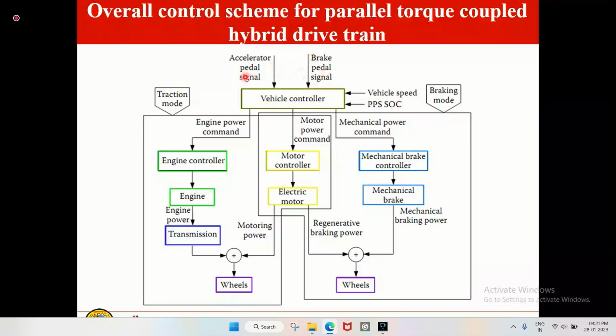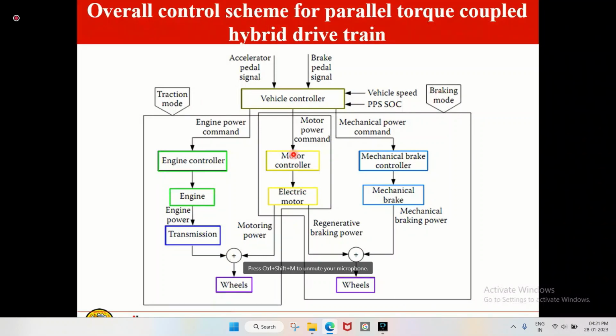And then we can think of two modes, traction mode and braking mode. But then the common here is the motor operation, because the electric motor is going to contribute to traction mode as well as to braking mode. So when we think of traction mode, of course, we'll rely on the engine. So here we have this engine power command through the engine controller. It would go to the engine. The engine will run and deliver the power. This power would be delivered to the transmission. And then here we will take the power from the electric motor as well. And here the summation of power will occur and it will go to the wheels.